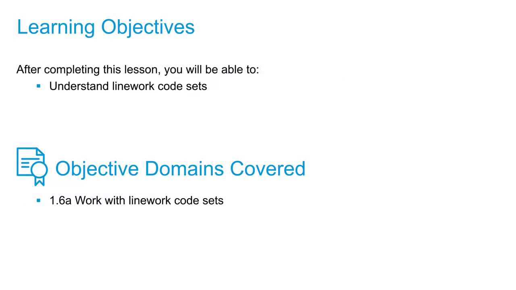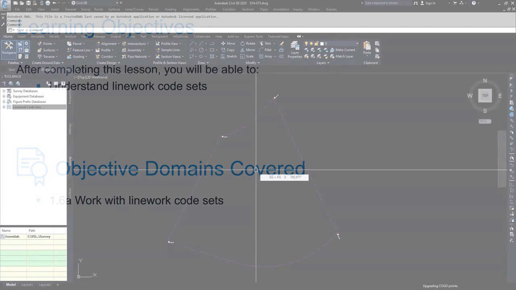In this video, we're going to look at Linework code sets. We're going to open a Linework code set and discuss the parameters inside of that code set. And then we're going to compare those codes to a survey data set to see how the codes are read inside of that survey data set.